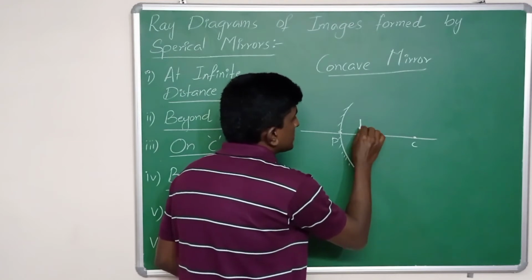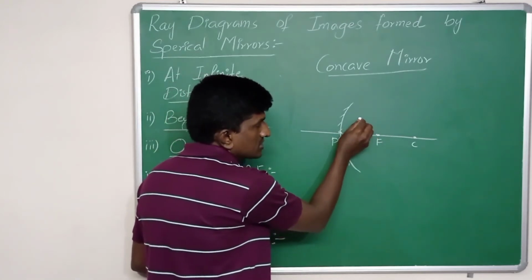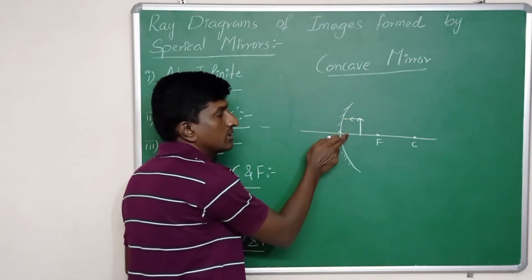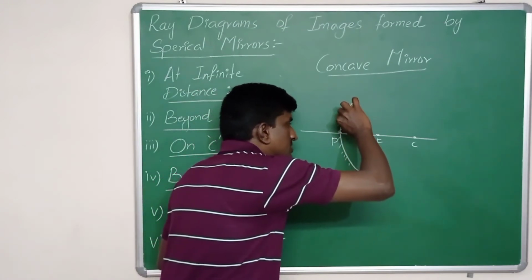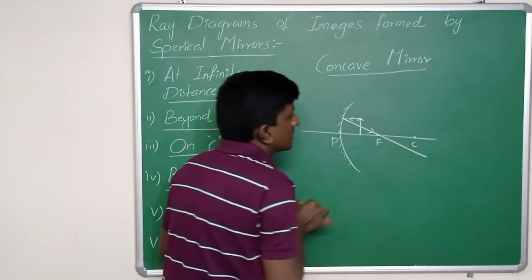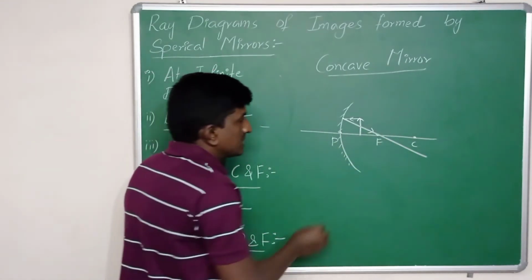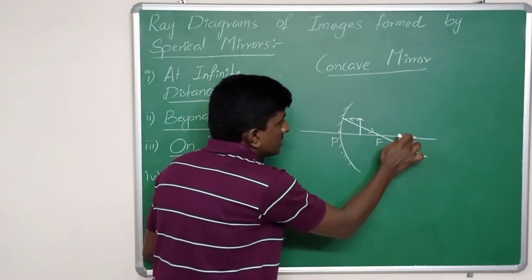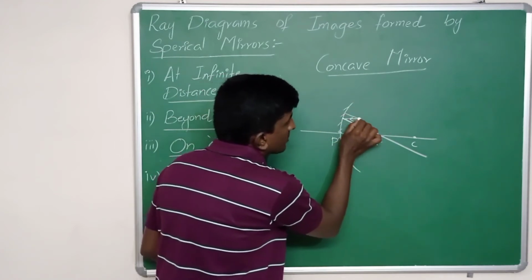If I place an object between pole and focal point, the first light ray is parallel to the principal axis, and after reflection it passes through the focal point. Then for the second light ray, you can take the light ray which is passing towards the center of curvature.